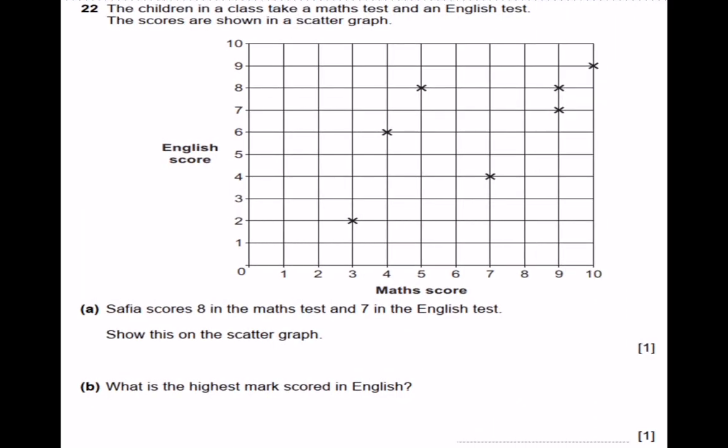Children in a class take a math test and an English test. This is a scattergraph again, because in a scattergraph we are studying two pieces of information, two different data, math scores and English scores. So it is better to use a scattergraph. Safia scores 8 in the math test and 7 in the English. Show this in the scattergraph. Here we go. This is 8 in the math, 7 in English. So plot the point here. What is the highest mark scored in English? It will be 9.